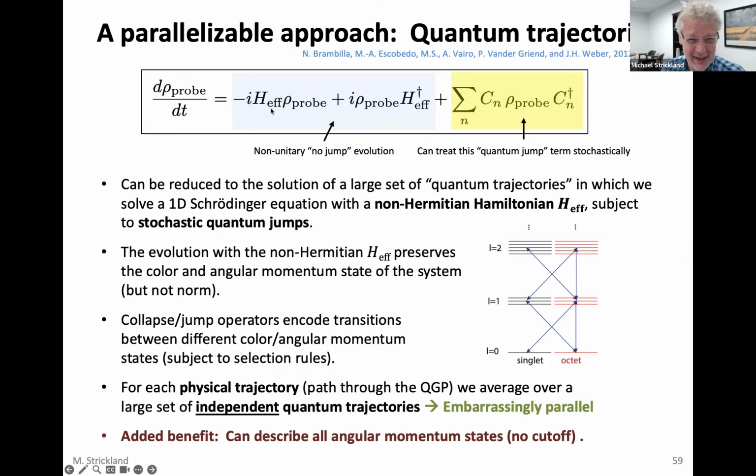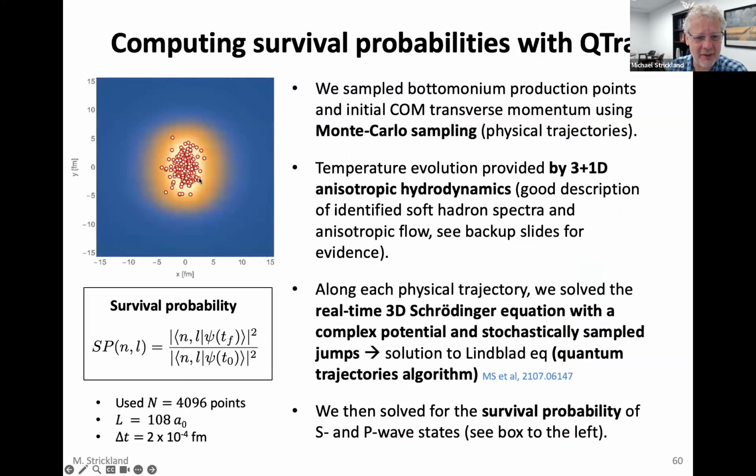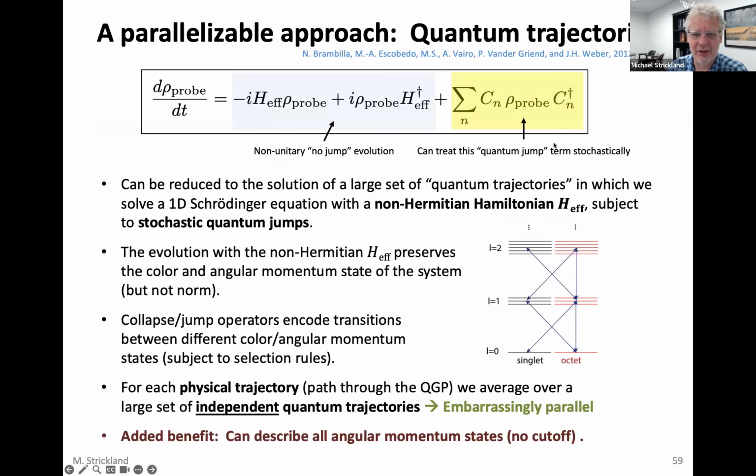We don't have to truncate in angular momentum then, because at any moment in time, I'm in a given angular momentum state. So this space is infinite, and I don't have to truncate in the angular momentum state. And each of these trajectories is independent. Imagine I have some state that's shooting through here. I can just evolve each of these possible quantum evolutions along that physical path completely independently.